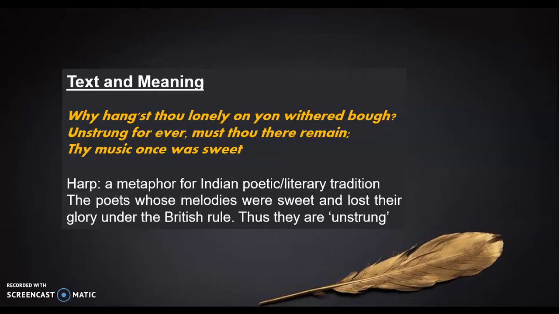So let's try to understand it line by line. Why hangst thou lonely on yon withered bough? Unstrung forever must thou there remain. Thy music once was sweet. Although the word harp is not given in any of these lines, we can see the word harp in the title of the poem.